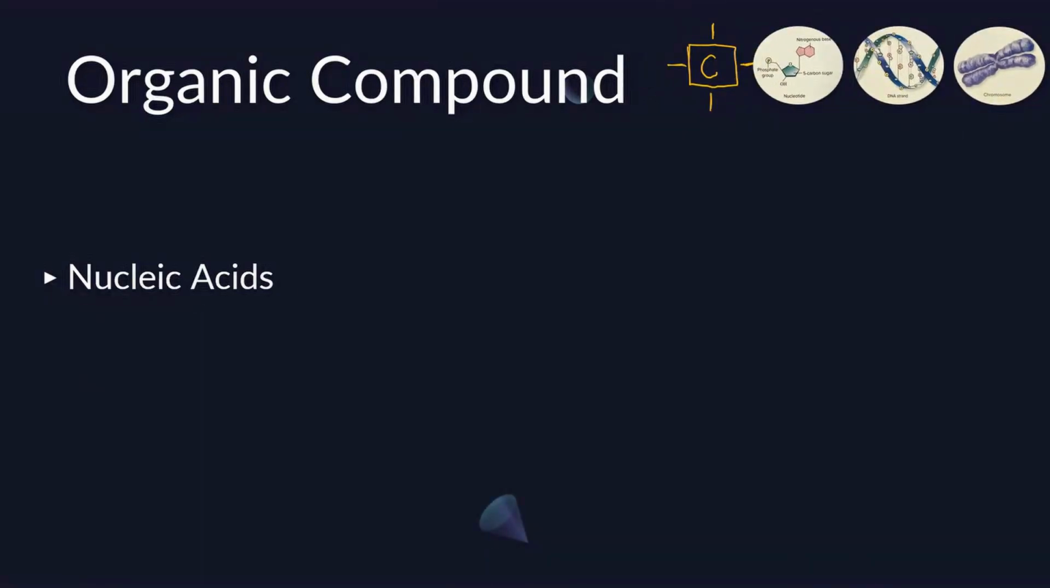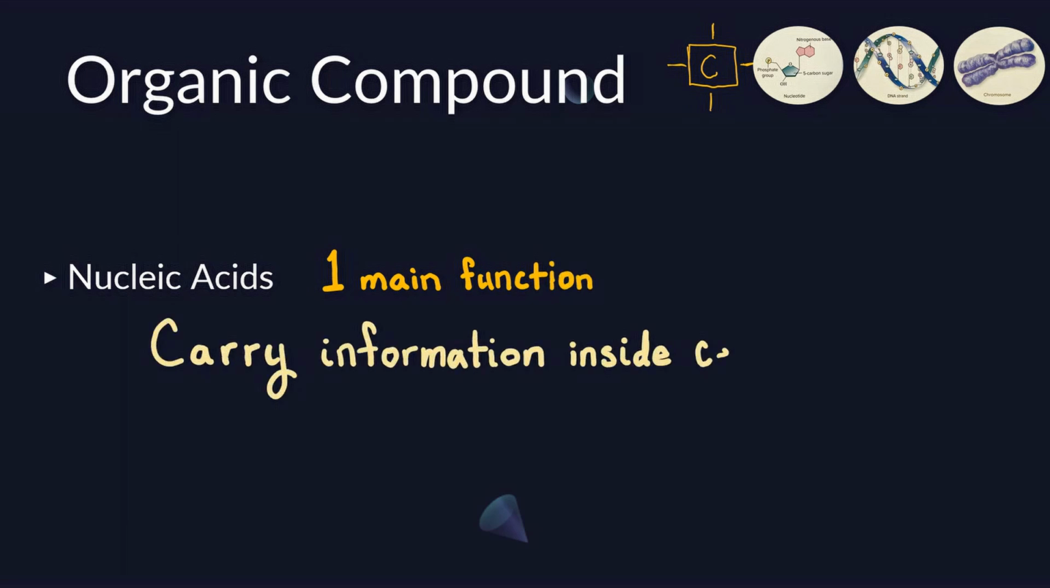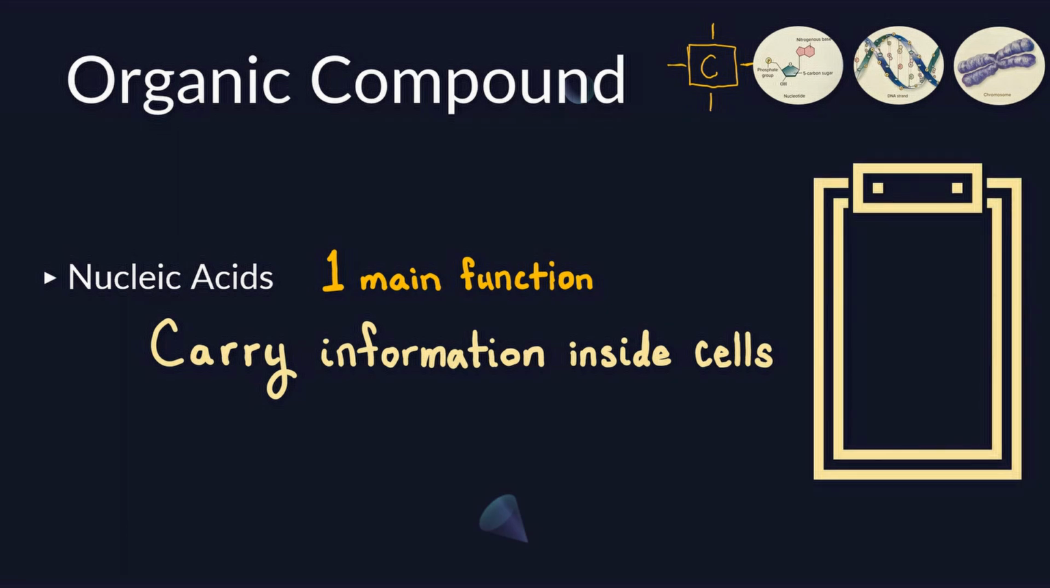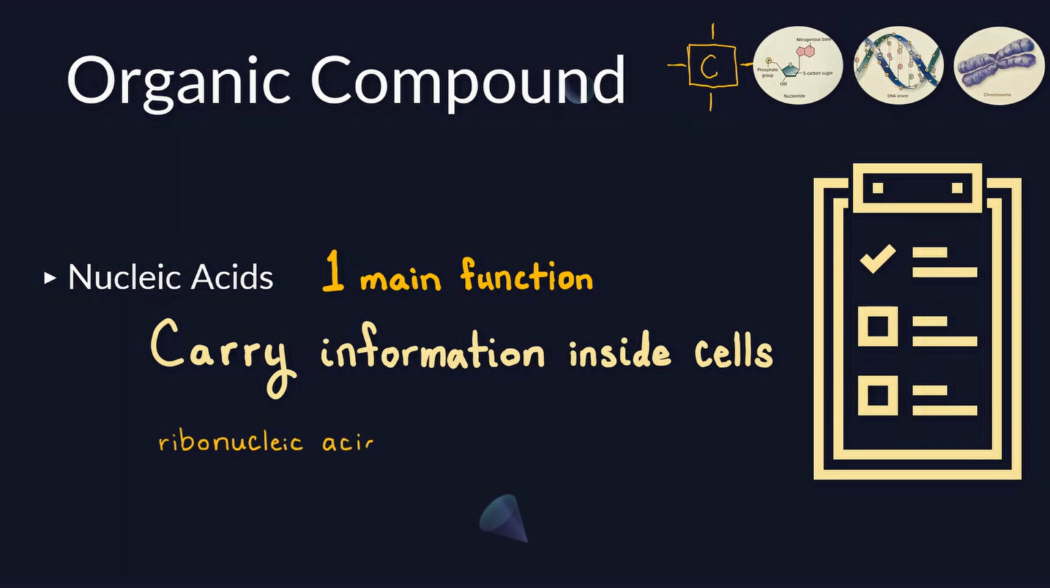Nucleic acids have one main function, and that is to carry information inside cells. Think of them like sets of cellular directions. Nucleic acids do not really do anything, but other things can read them and then follow the directions that were read. There are two main varieties of nucleic acids. We have ribonucleic acids, also called RNA, and we have deoxyribonucleic acids, also called DNA.